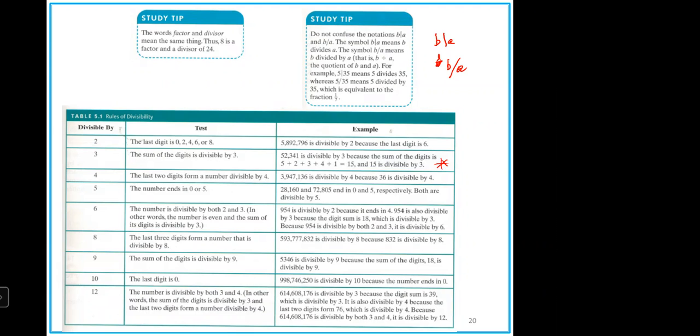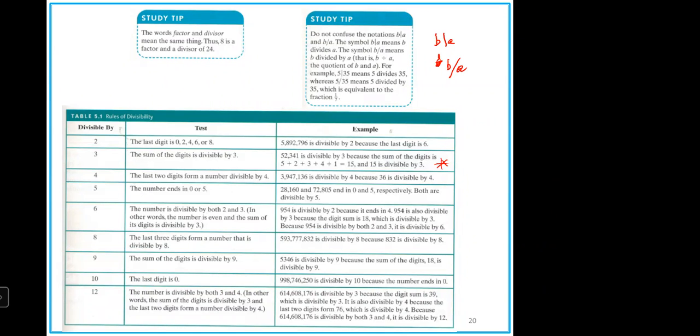Everybody should know 5, and everybody should know 10. So we don't need to discuss that. With 6, it says the number is divisible by 2 and 3. So it means that the number has to be even and the sum of the digits must be divisible by 3. It'll have to fit the 2 rules. Once the number fits the 2 rules, then it's divisible by 6.